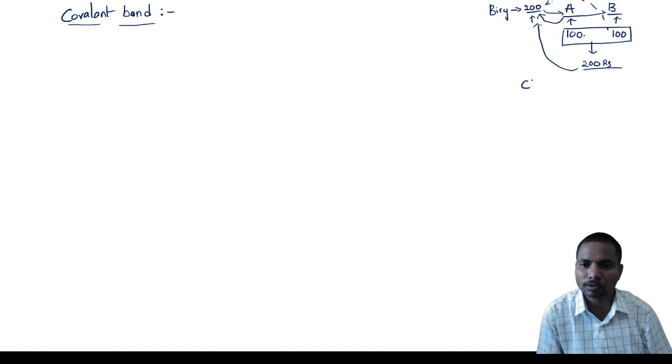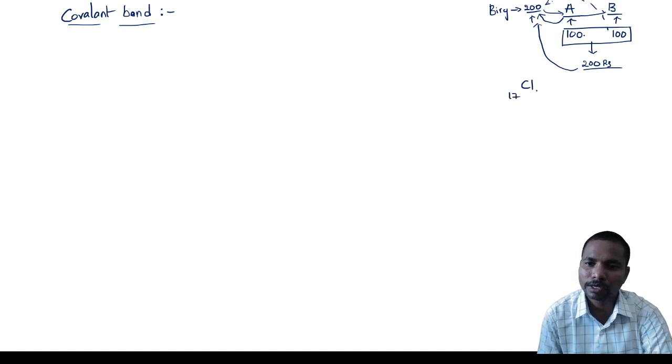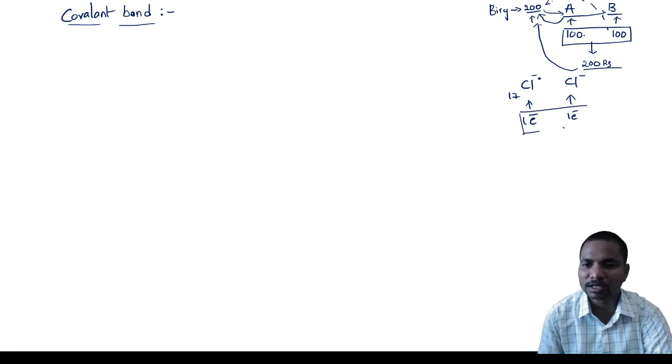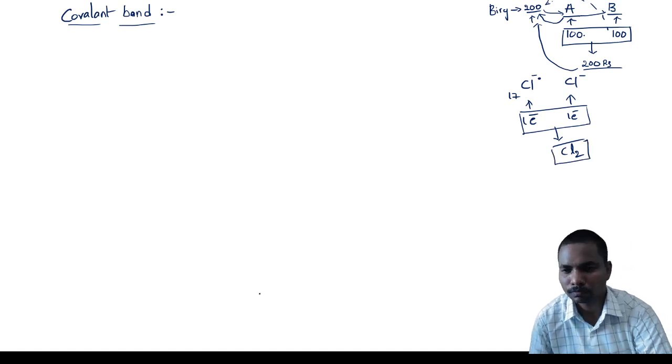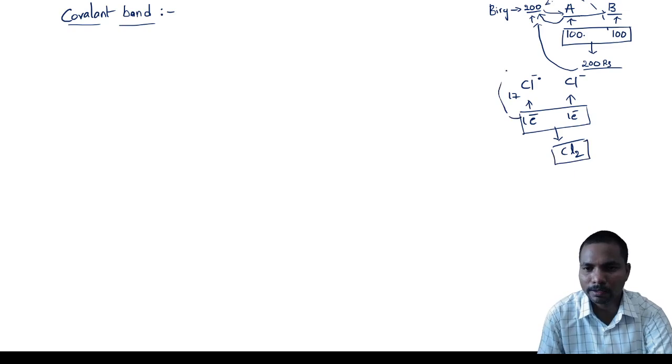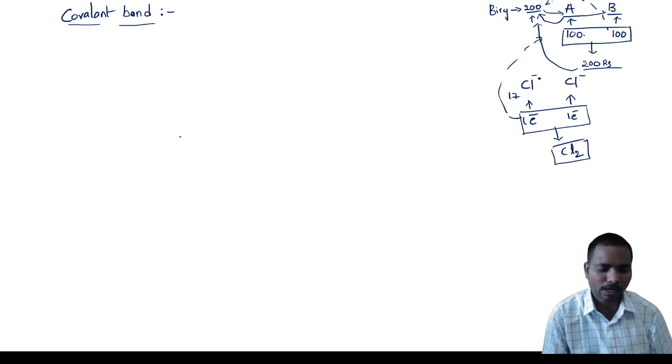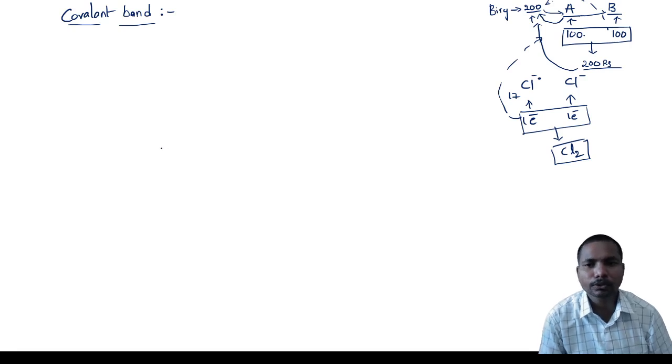For example, just now we discussed that chlorine has one electron requirement. If you take another chlorine, that also has one electron requirement. In that case, they will share their electrons and form the chlorine molecule, Cl2. In the same manner, the covalent bond is nothing but the bond formed due to sharing of electrons.